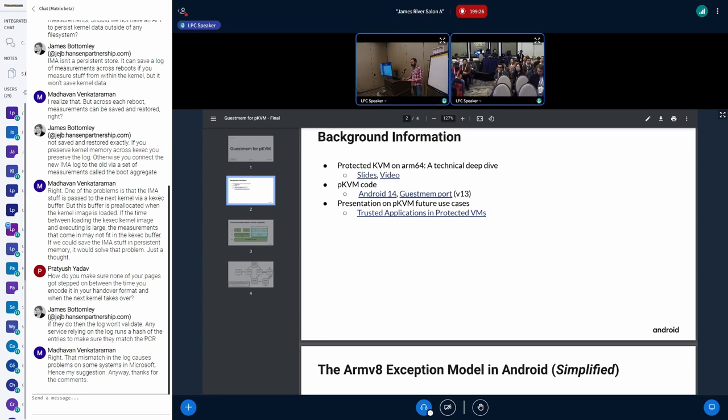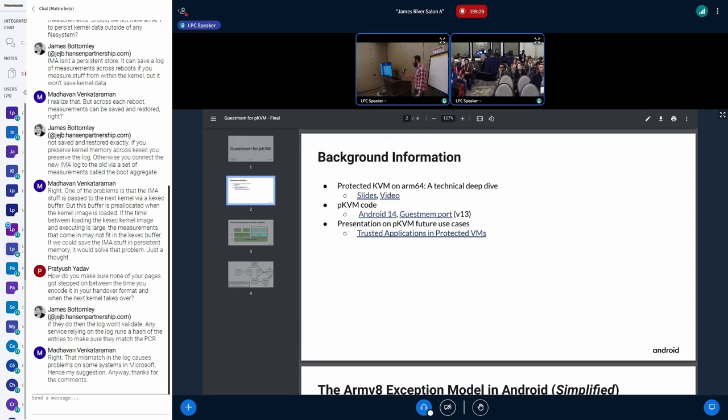First of all, there's a lot of background information, and this is a lightning talk, so I don't really have time to go over all of it. So I put here some pointers for you all to refer to later in terms of looking at the internals of KVM. If you want to only look at one thing, I strongly recommend Quentin's talk from LPC last year, where he goes into the details of pKVM, as well as pointers to the source code of pKVM and the guest memory port. That one was done for version 13. Version 14 doesn't really have that many differences, so it should be pretty much the same.